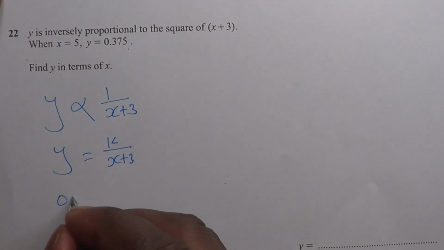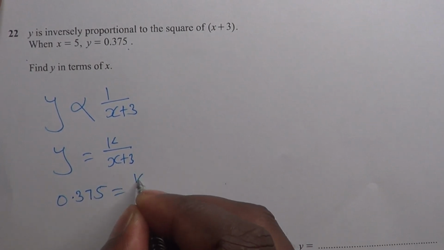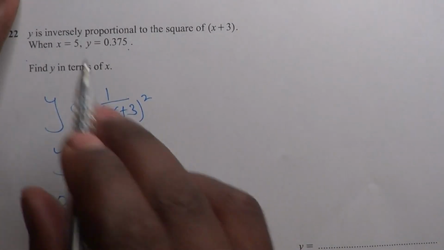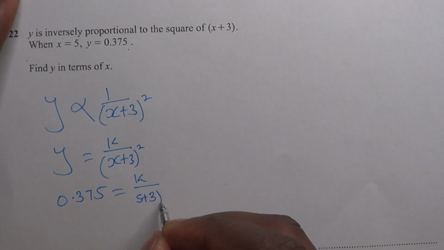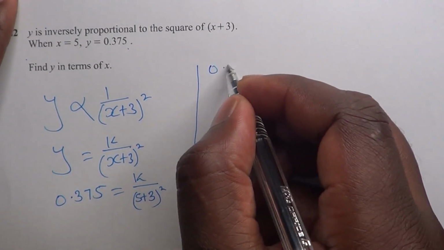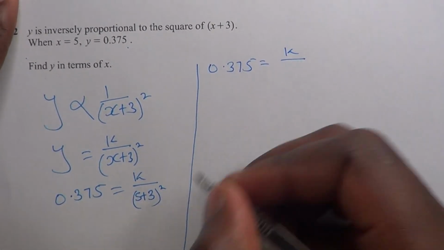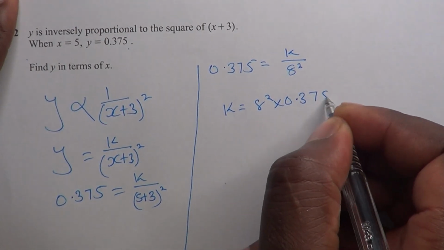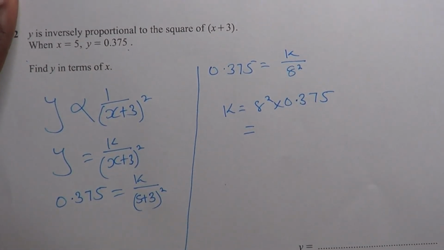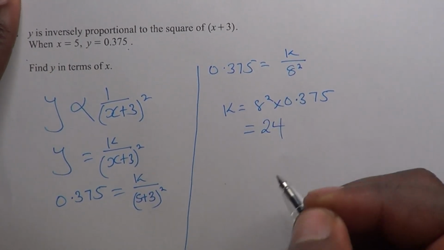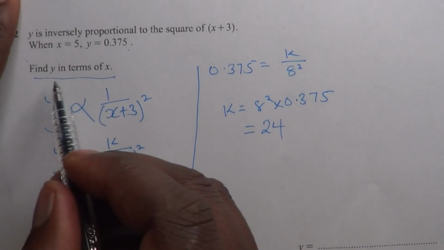When y is 0.375, it equals k over the square, sorry, x is 5 plus 3, squared. So it will be 0.375 equals k over 8 squared. Now k is equal to 8 squared times 0.375, which is equal to what? And we take that one. K is 24.